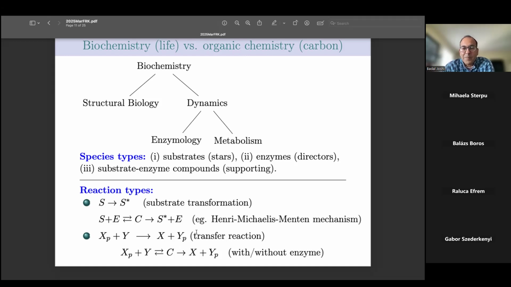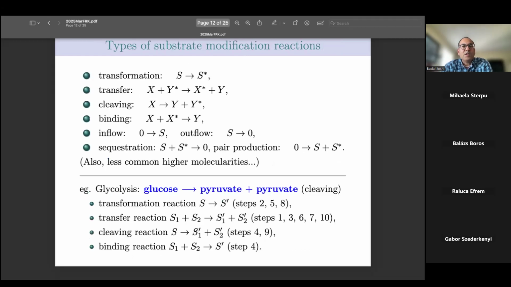Okay. And here is a bigger list, a complete list of reactions which have at most two substrates on one side. So you have a transformation, transfer. You can also have cleaving, binding, inflow, outflow, sequestration, pair production. And this is a complete list if I only allow at most two substrates on one side. If you allow more substrates, which is a less common situation, of course, the list is much bigger.